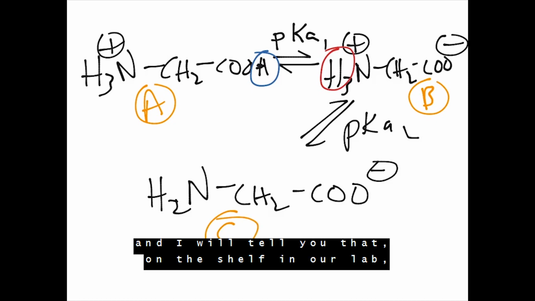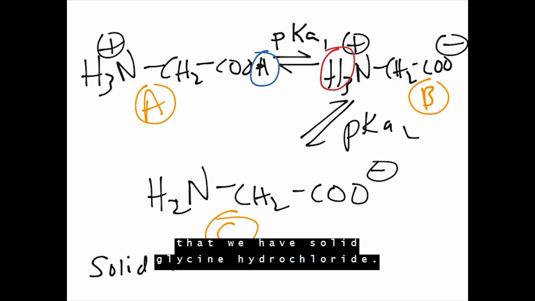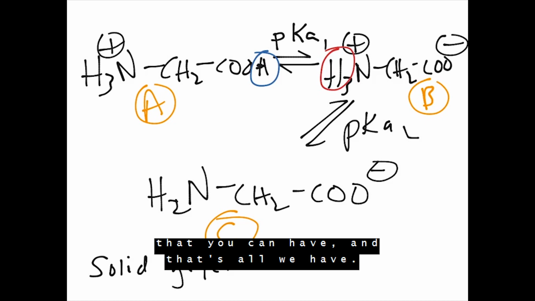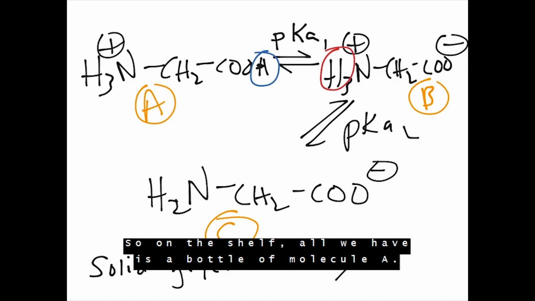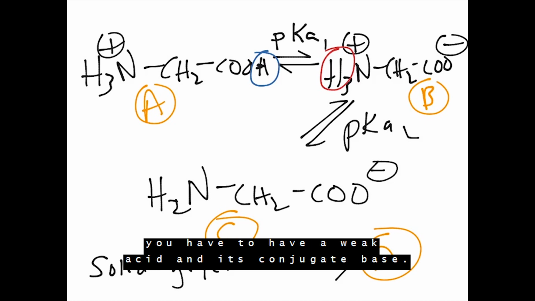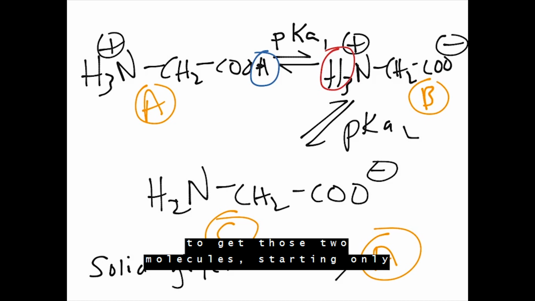And I will tell you that on the shelf in our lab, when we're going to make this buffer, we have solid glycine hydrochloride, which means we have the most acidic form of glycine that you can have, and that's all we have. So on the shelf, all we have is a bottle of molecule A. So we know, though, to make a buffer, you have to have a weak acid and its conjugate base. So not only do we need to first decide which two of these molecules A, B, and C are the weak acid and conjugate base that are in equilibrium in our buffer, we then have to figure out how we're going to get those two molecules, starting only with molecule A.